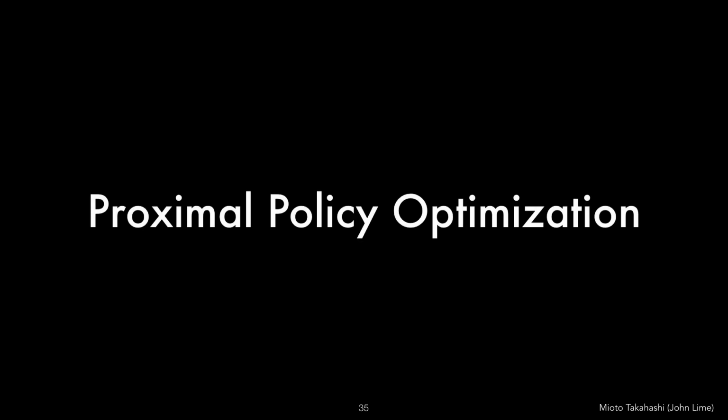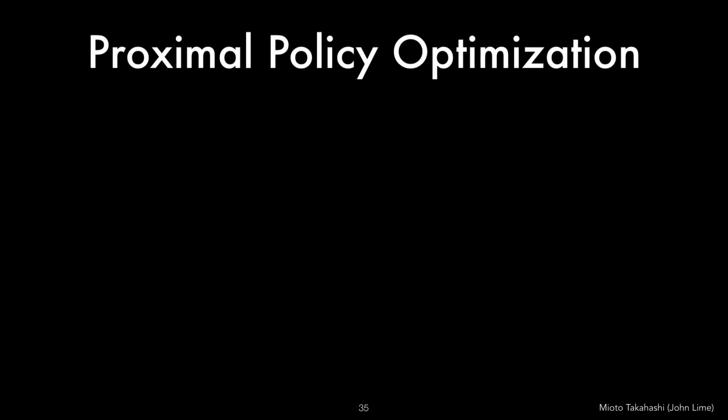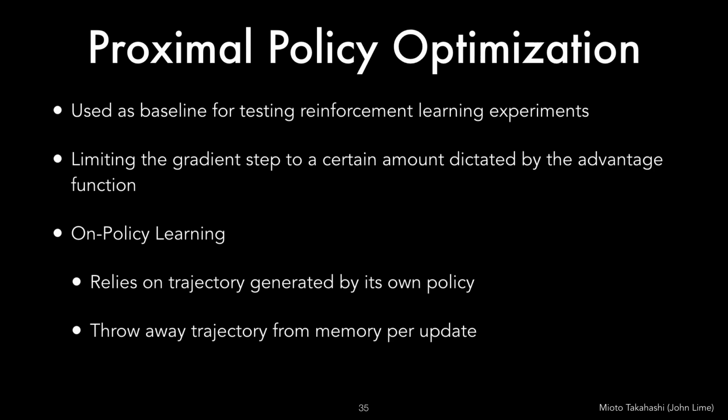Here, we will be taking a look at one instance of policy gradient algorithms called Proximal Policy Optimization. Proximal Policy Optimization is often used as a baseline for testing reinforcement learning experiments. One defining feature of Proximal Policy Optimization is that it limits the gradient step it takes during policy optimization to a certain amount, which is dictated by the advantage function.